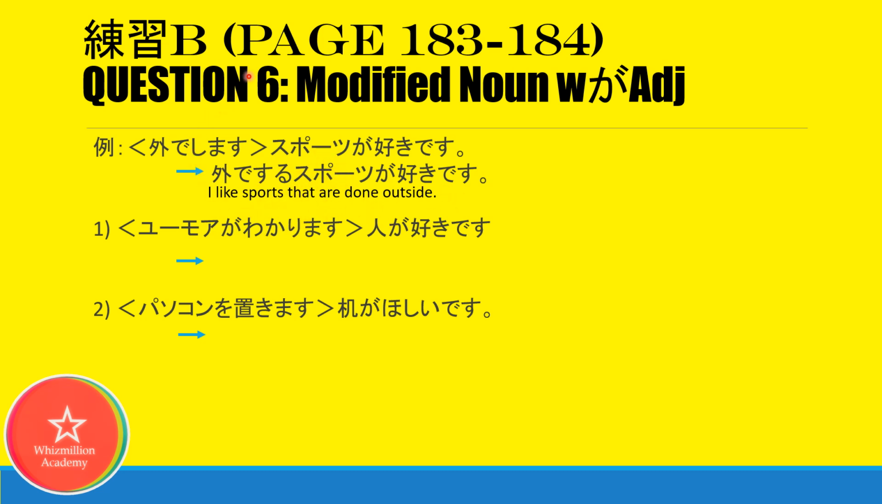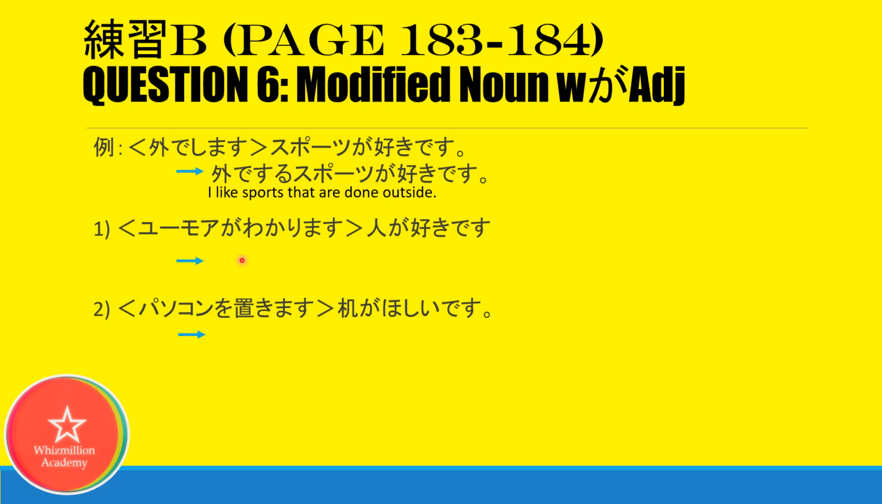So in question 6, basically we are learning how to modify the noun when we are combining with ga and adjectives, and also adding and modifying the noun for the second time. Okay, so notice in this question we learn how to modify the noun twice. Okay, let's go for question 1.